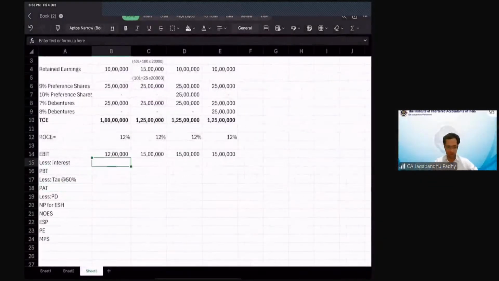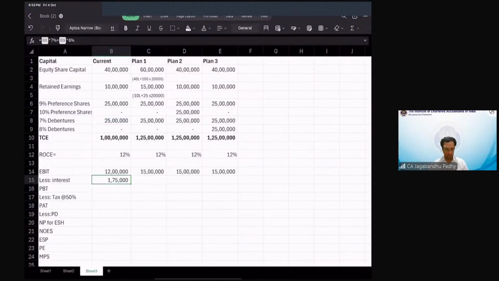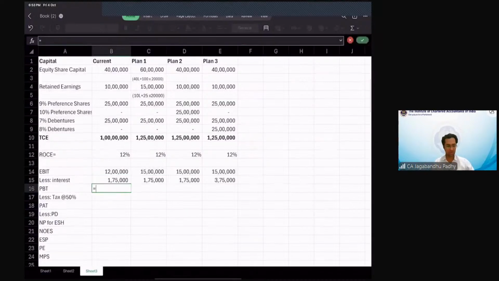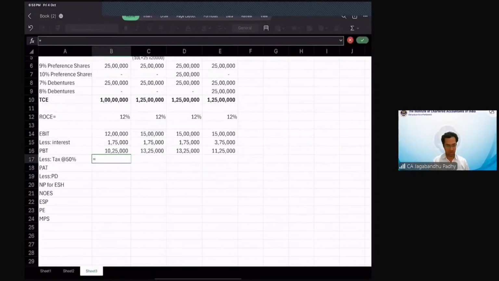Okay, let me complete it. So interest will be 7% debentures into 7% plus 8% debentures into 8%. Yeah. So just check, are these your interest numbers? Then from EBIT, you subtract the interest to arrive at profit before tax. Then tax is simply 50%.